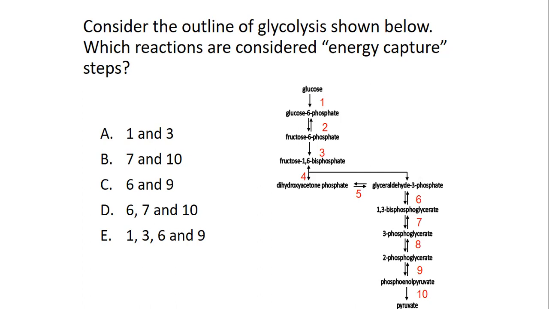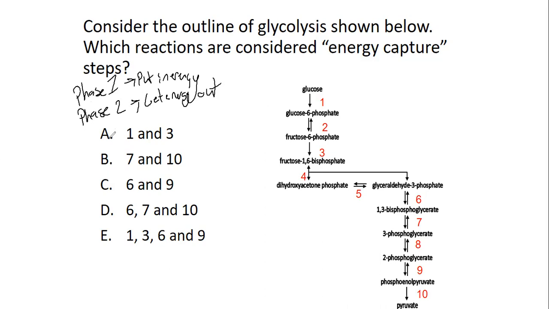All right, so let's see here. Got 1 and 3 and 7 and 10. So some things to remember about glycolysis. It's broken into two phases, right? Remember phase one, you're putting in energy. Phase two, you get energy out. So like the first four steps of glycolysis is energy being put into the system. So anything that's early on in glycolysis will never create energy.